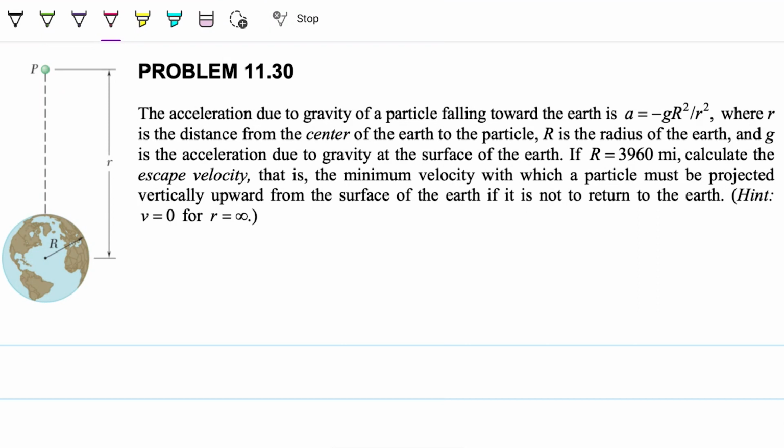Okay, so the first thing I'm going to do is convert this number from miles into meters, because I'm not crazy. So 3,960 miles, I'm going to go ahead and convert that. It's going to be approximately 6.373 times 10 to the 6 meters, so I can work with SI units.